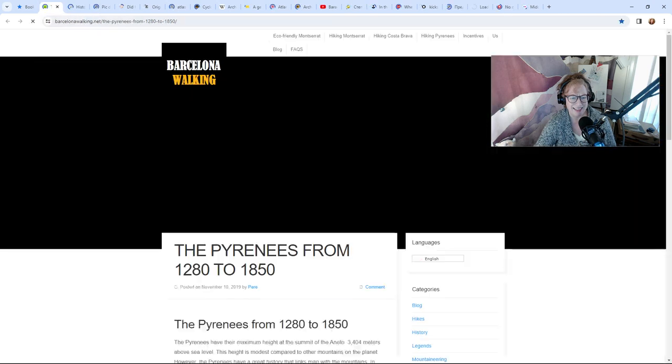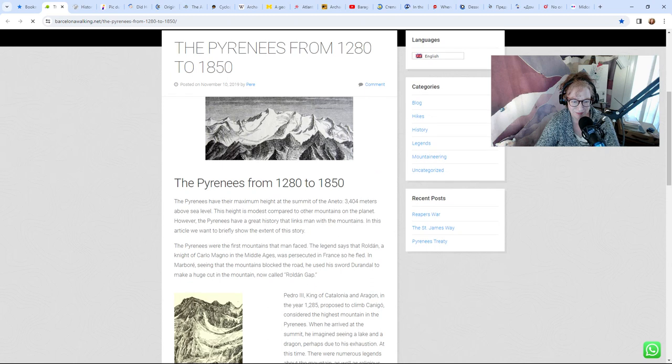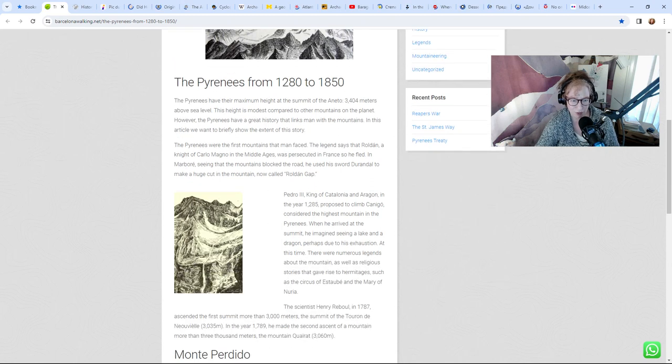The Pyrenees from 1280 to 1850. They are 3,404 meters above sea level. This height is modest compared to other mountains on the planet. However, they have a great history that links man with the mountains. The Pyrenees were the first mountains that man faced. The legend says that Roldan, a knight of Charlemagne in the Middle Ages, was persecuted in France, so he fled. Seeing that the mountains blocked the road, he used his sword Durandal to make a huge cut in the mountain, now called Roldan Gap.